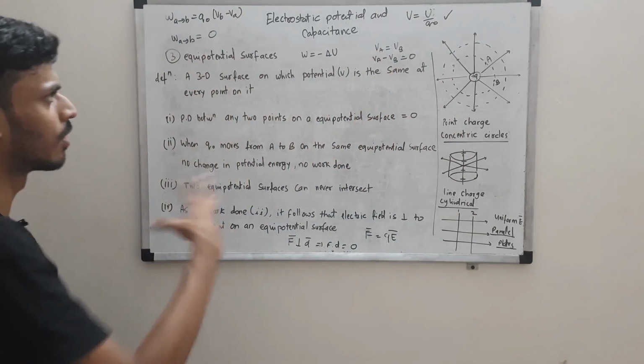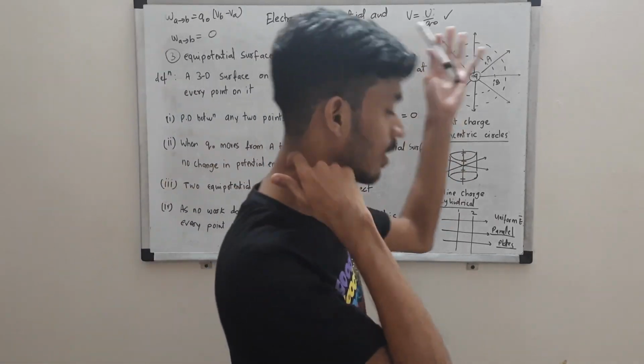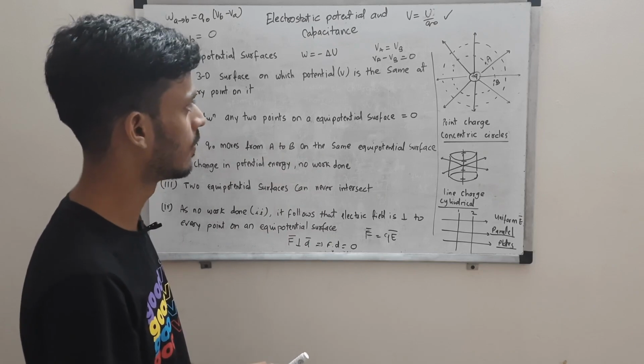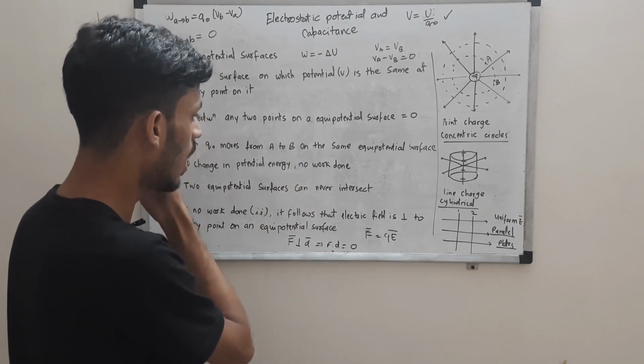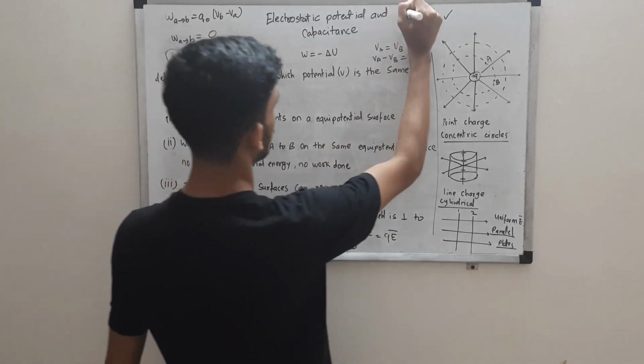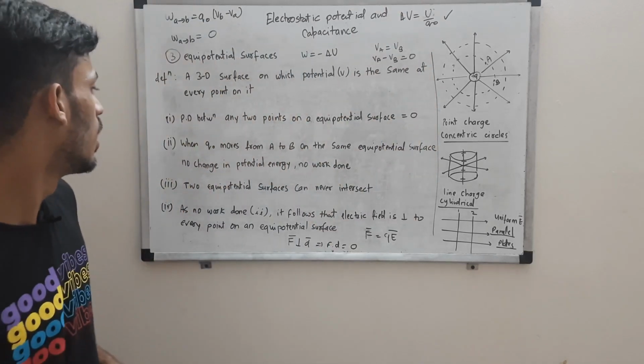I started it from work. You can learn it that way also. So from there also you can see the potential energy change will be 0, and hence no work will be done, since this delta V is 0, right?